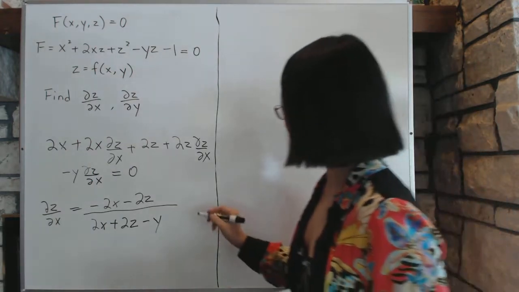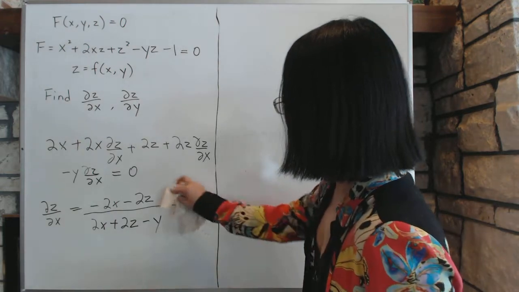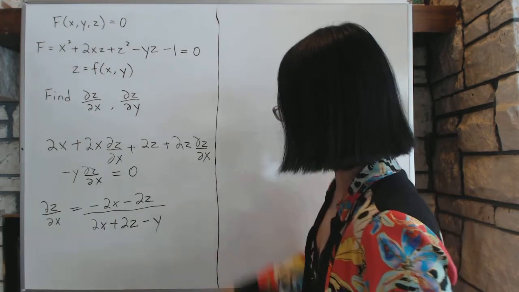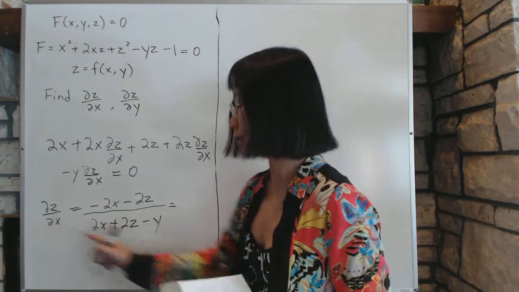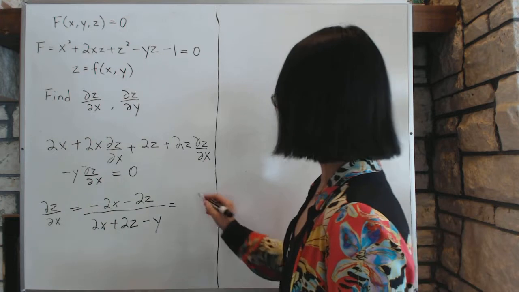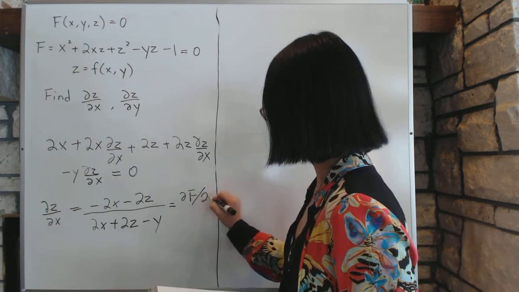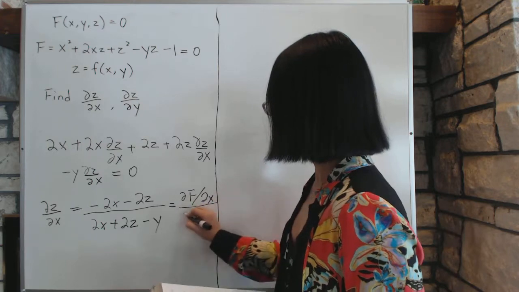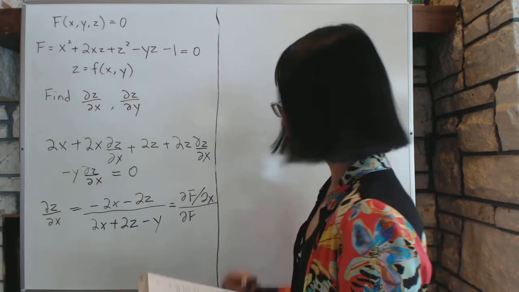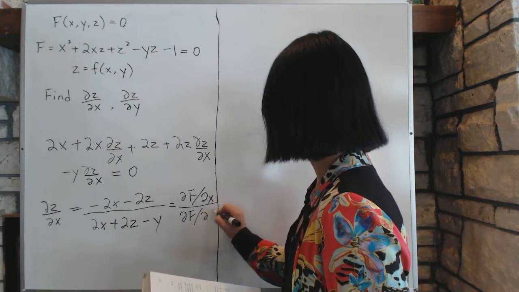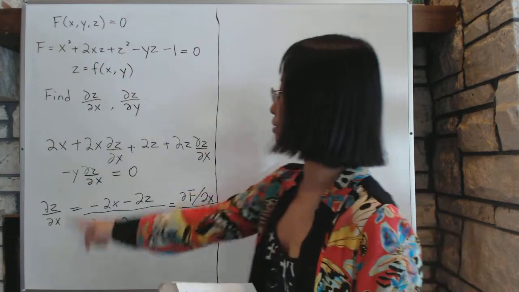And we claim that that's not all we're going to do. We're going to claim in a moment that there's actually a formula for this. The formula states that partial z partial x is actually equal to minus partial f partial x, divided by partial f partial z, and that gets you partial z partial x.